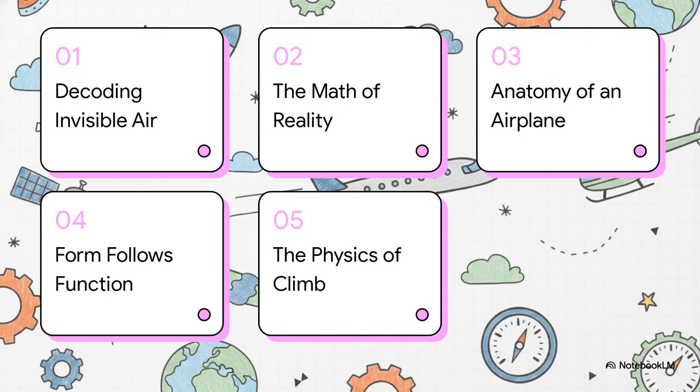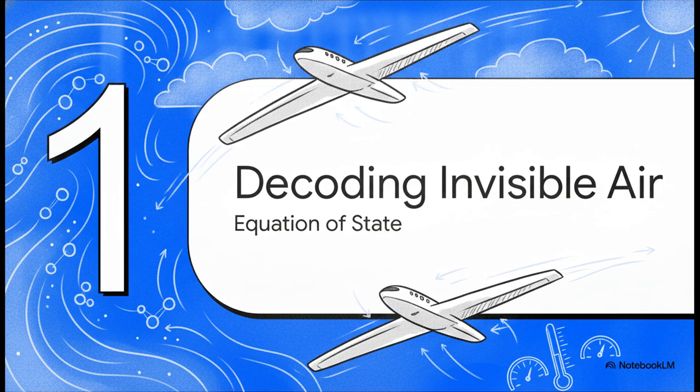So, here's our roadmap for today. 1. Decoding the invisible air. 2. The math of reality. 3. Anatomy of an airplane. 4. Form follows function. And finally 5. The physics of climb. All right, section 1, decoding the invisible air.